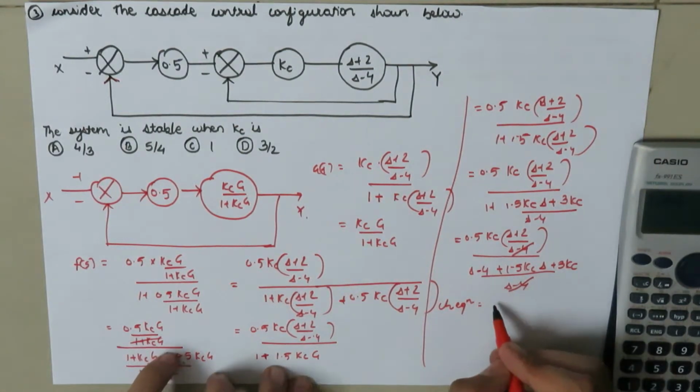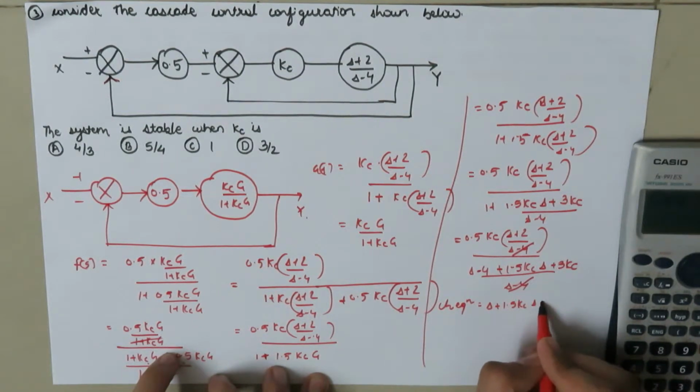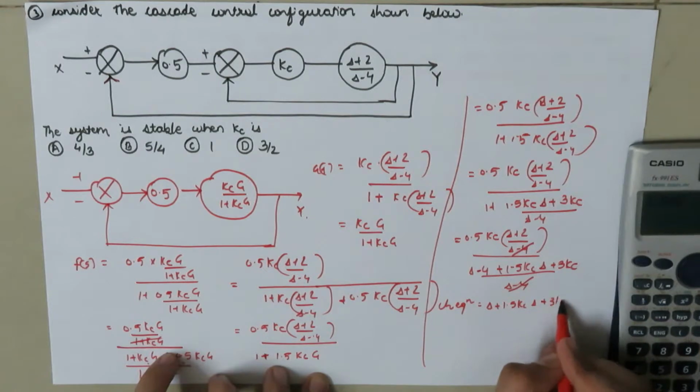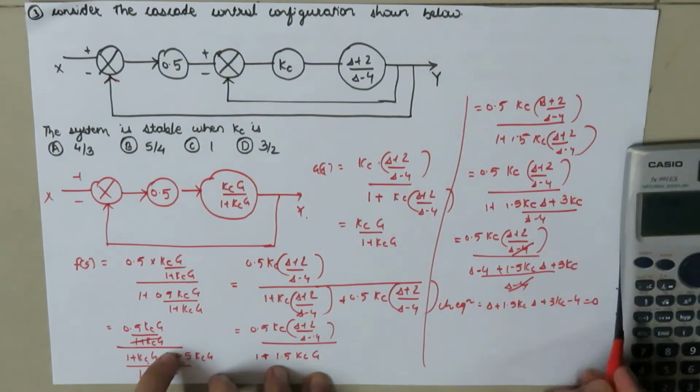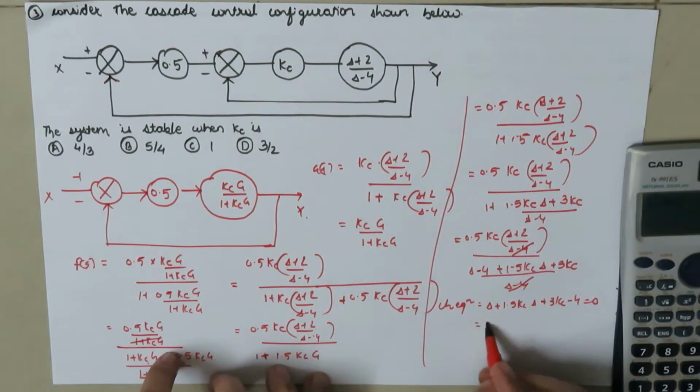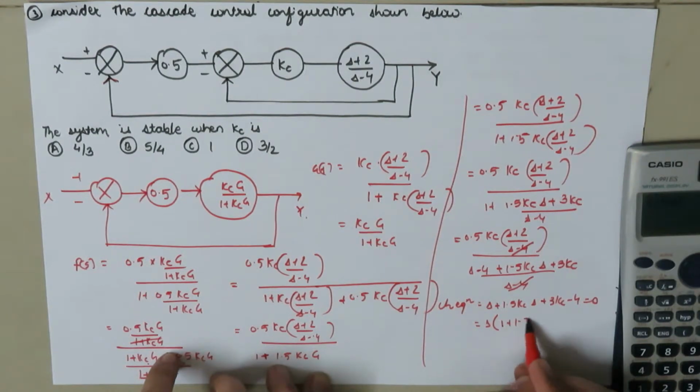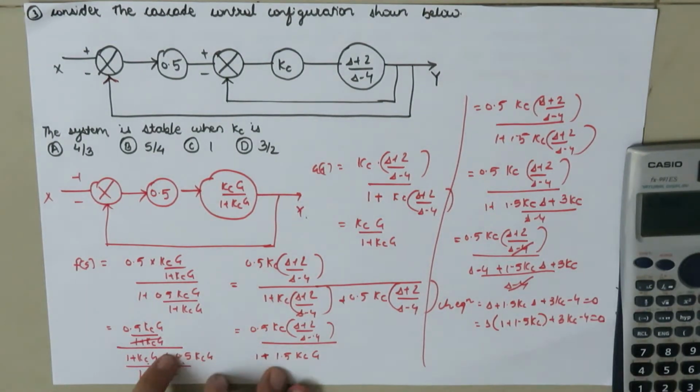and our characteristic equation is S plus 1.5 Kc S plus 3 Kc minus 4 is equal to 0. So if we take S common, this will be (1 plus 1.5 Kc) S plus 3 Kc minus 4 equal to 0.